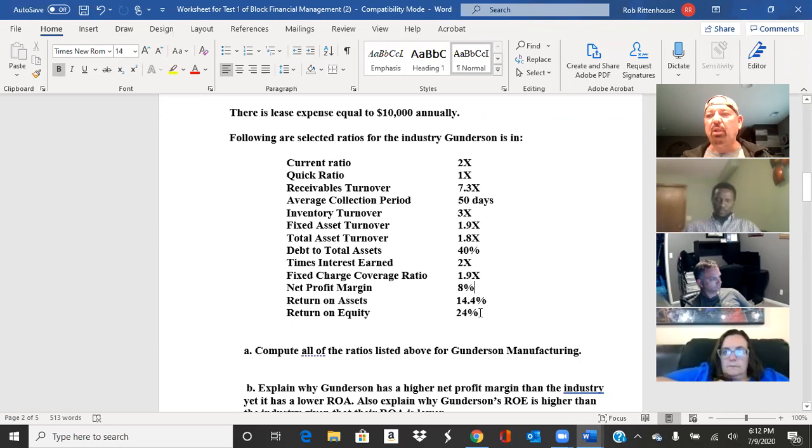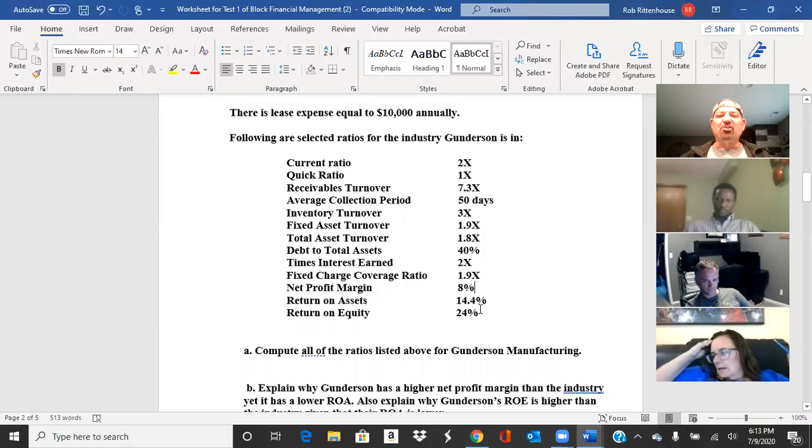You guys explain to me, how is it possible for us to have a lower return on assets than the industry, but a higher return on equity? And there's only one way that's possible. And how is that? Because our ratio of assets to equity is apparently different from what the standards are.